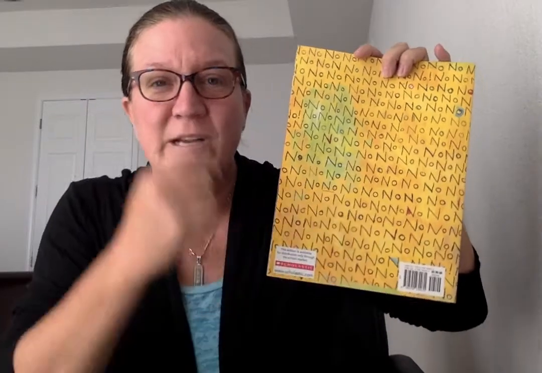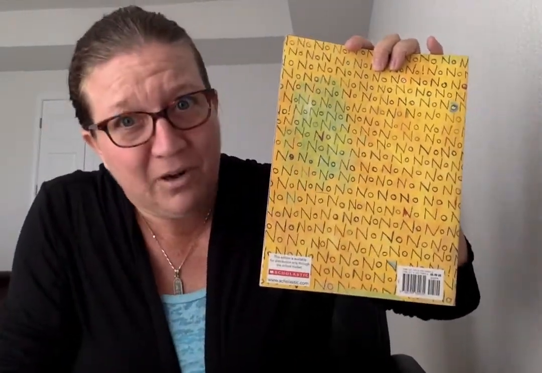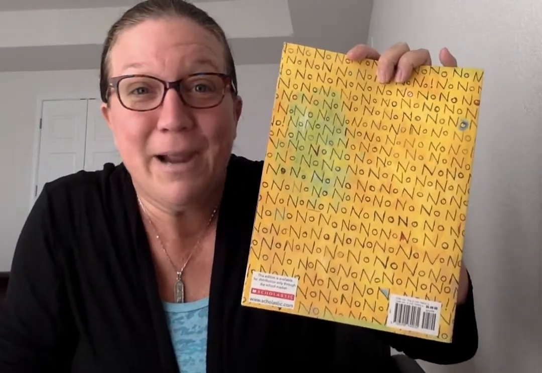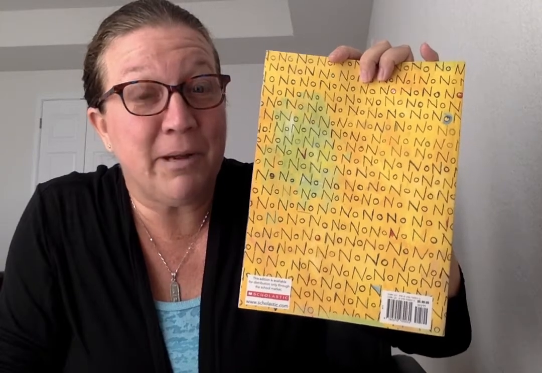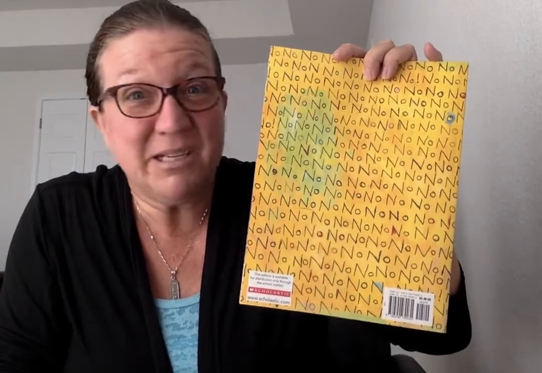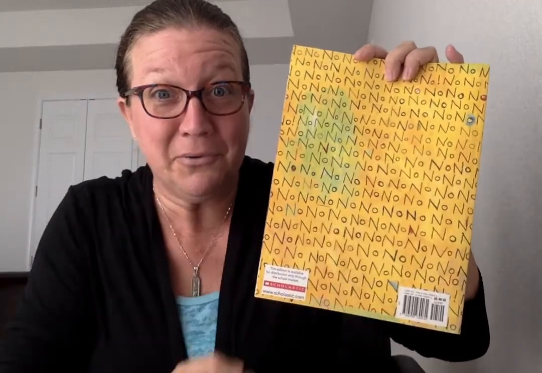On the back cover, we see N-O, N-O, N-O, and it's all over. Do you know what the word N-O is? It spells the word no. No, no, no, no, no. So even the back cover gives us some clues about what this book might be about. Something tells me maybe somebody's going to hear the word no quite a bit in this book. Right? All right. Well, let's go ahead and open up to the title page.